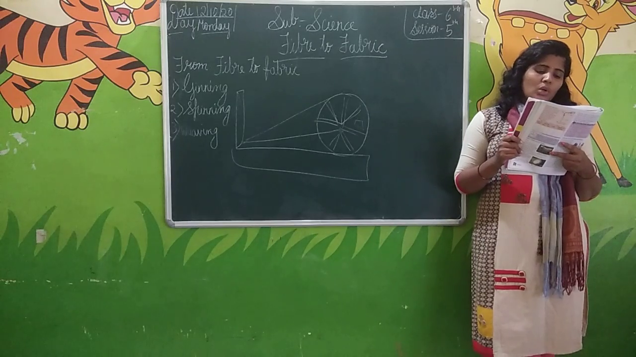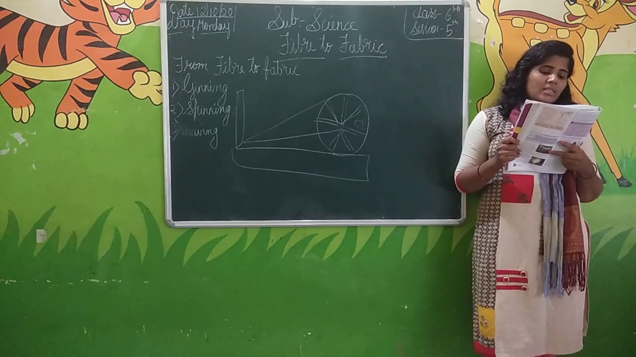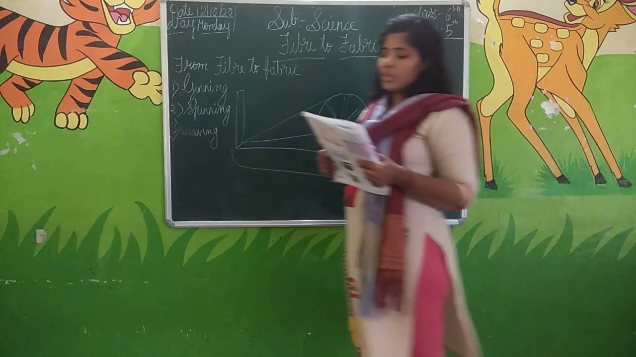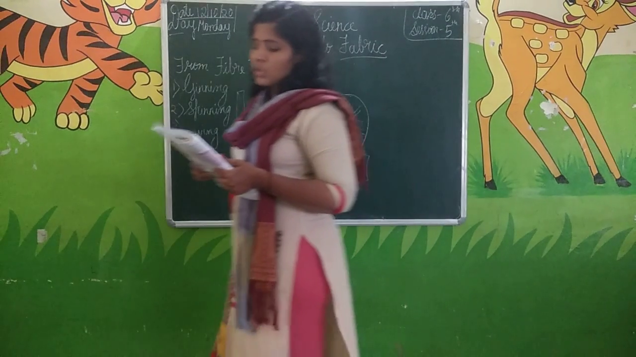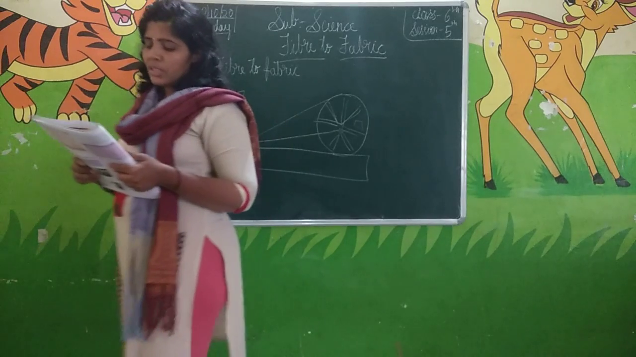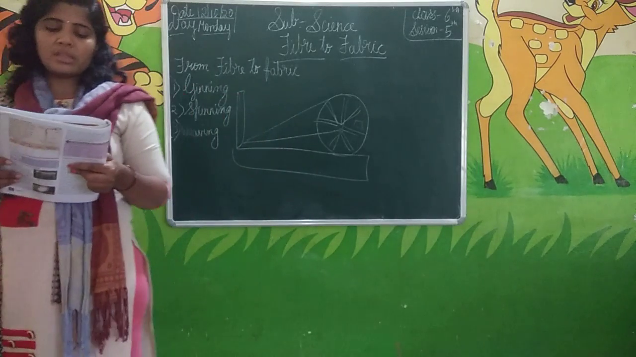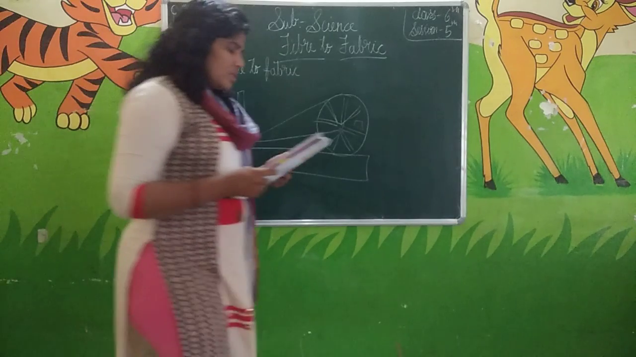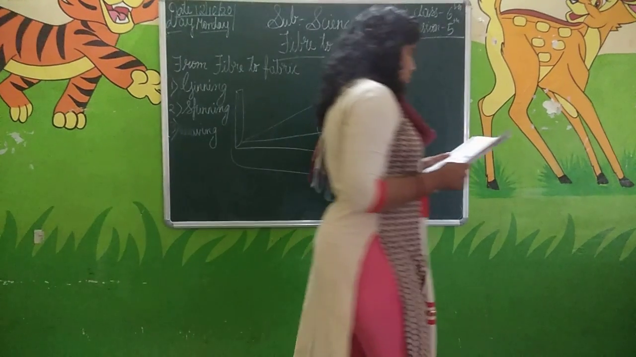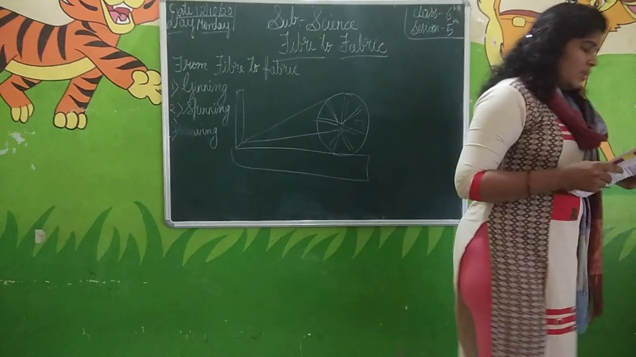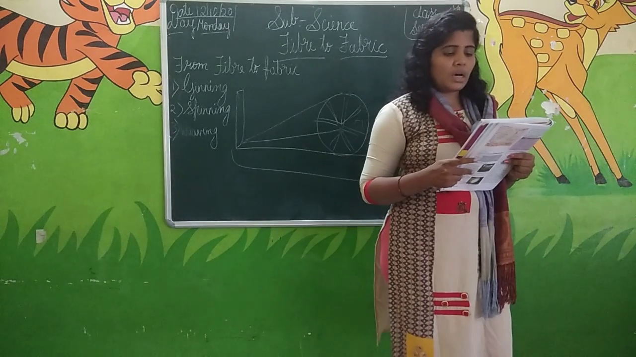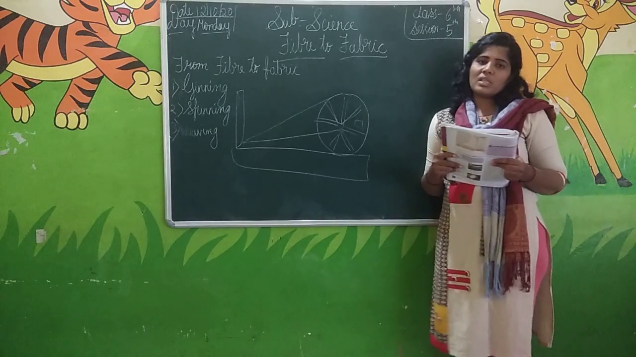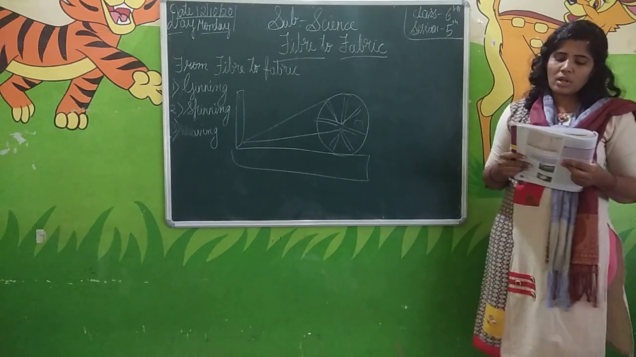Earlier, stitching was not known. Women used to wear saris and men used to wear dhotis. These clothes were not stitched. They were just wrapped around the body. Even today, sari, dhoti and lungi are used as unstitched cloths.